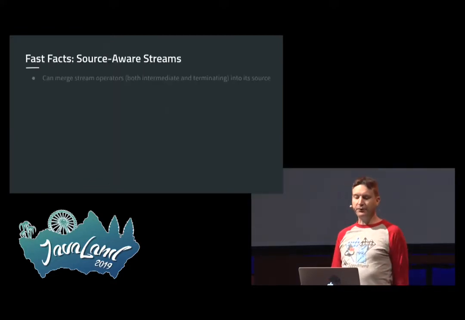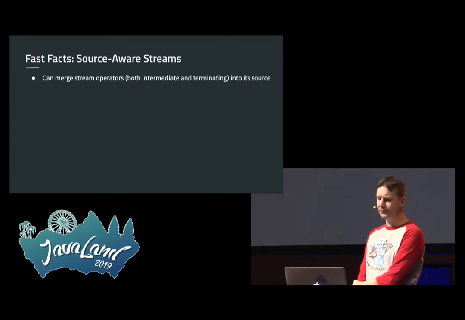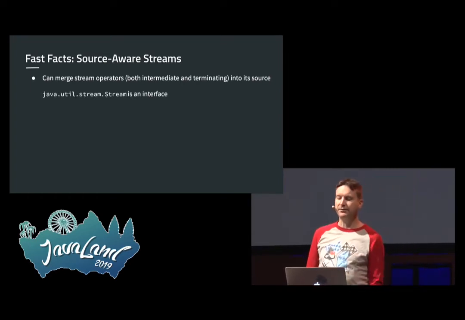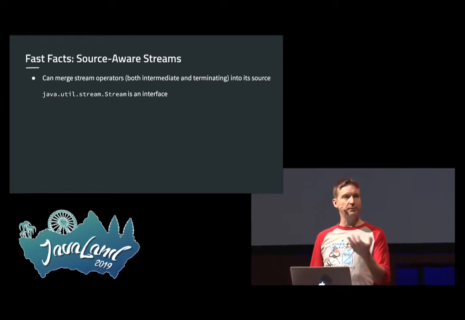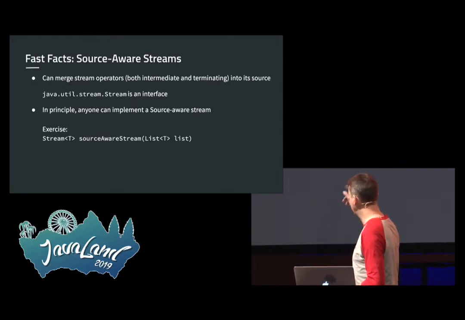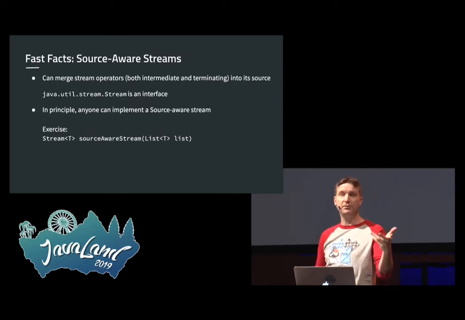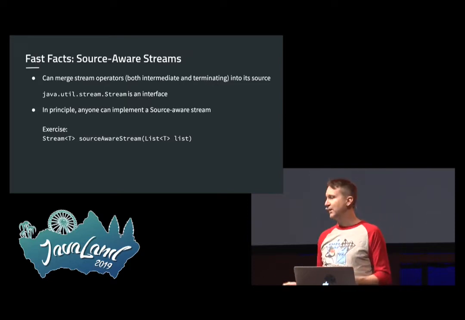Okay, source-aware streams can merge stream operators, intermediate and terminating, into their source. Java Stream is just an interface, so you can implement your own stream implementations. In principle, anyone can implement a source-aware stream, so if you want a homework, you can write a utility method that takes a list and returns a stream which is smart. This is the way you can play around with the concept.